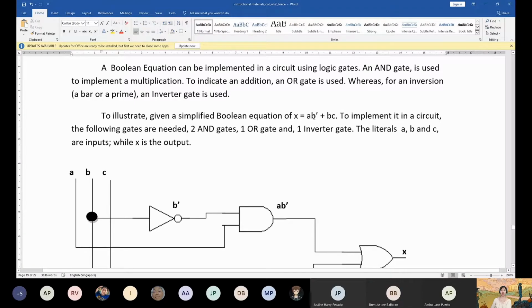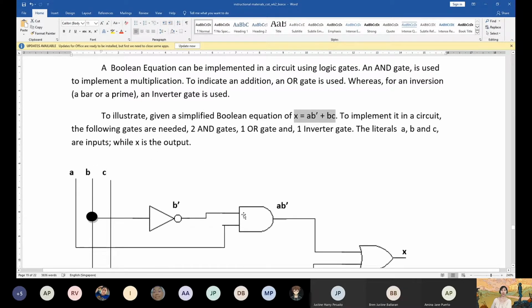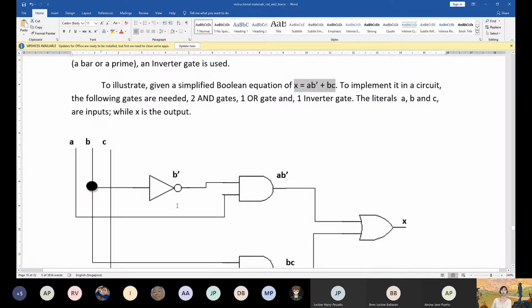How many literals do we have? 1, 2, 3, 4. So we have 4 literals. Why do we need to simplify the equation? To simplify the circuit. The fewer the literals, the less wiring you would need.